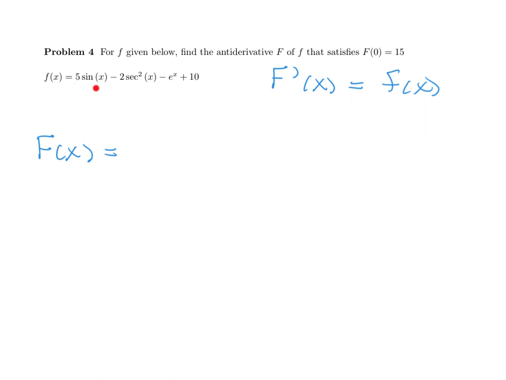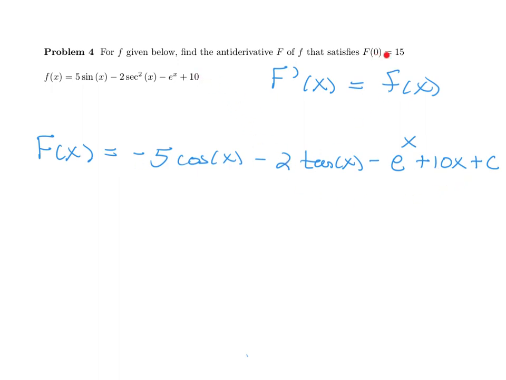So I'll start by finding the most general antiderivative. Here I'll start with this 5 sine of x. The antiderivative of sine is negative cosine. So this is minus 5 cosine of x. We then have minus 2 secant squared. I know the derivative of tangent is secant squared, so I should have minus 2 tangent x. All right, then we have minus e to the x. Well, e to the x is its own derivative, and therefore it is its own antiderivative. 10 would come from 10x because the derivative of 10x is 10. And I'll also add this arbitrary constant. So this thing is the most general antiderivative of this.